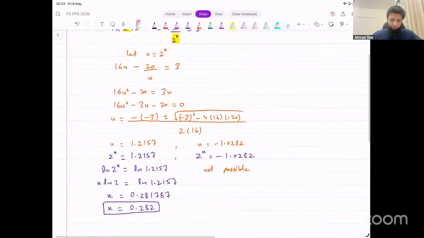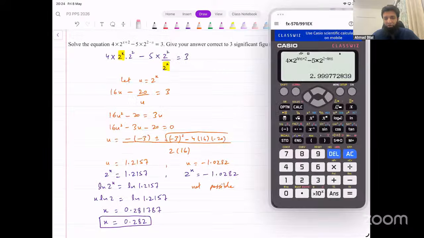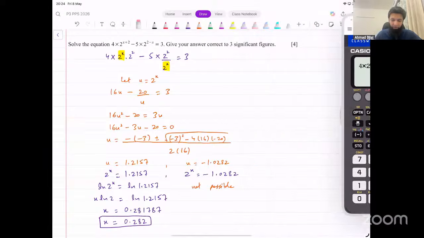Now, if you want to verify the answers, you can just put that back in the equation and see what you get. On the left side, 4 into 2 raised to power x plus 2, whatever was the answer, just put that here, plus 2 minus 5 into 2 raised to power 2 minus the answer. And see what that gives you, 2.999, and that is almost the same as 3, and that confirms that our calculation is correct. Okay, let's move on. That was question number 1. Question number 2. Let's look at this now.